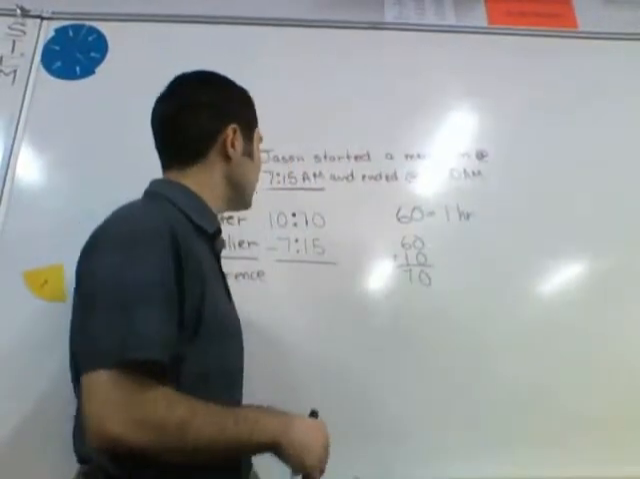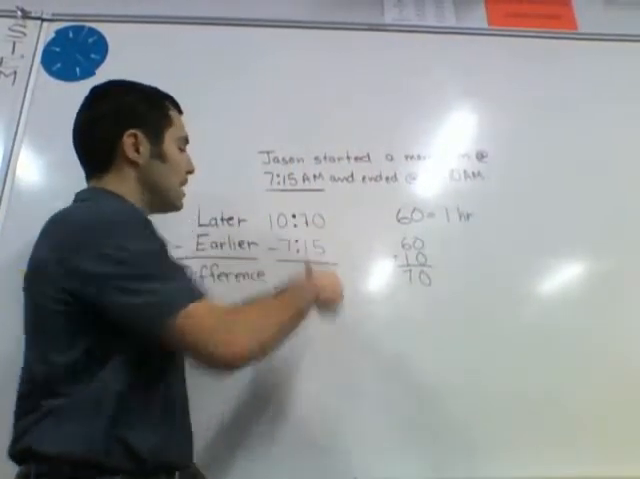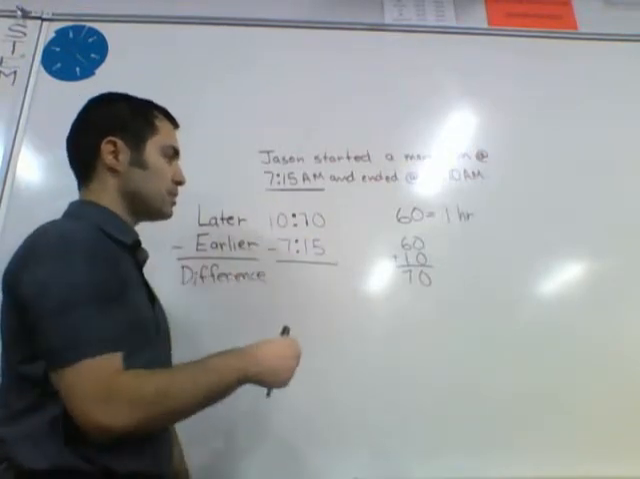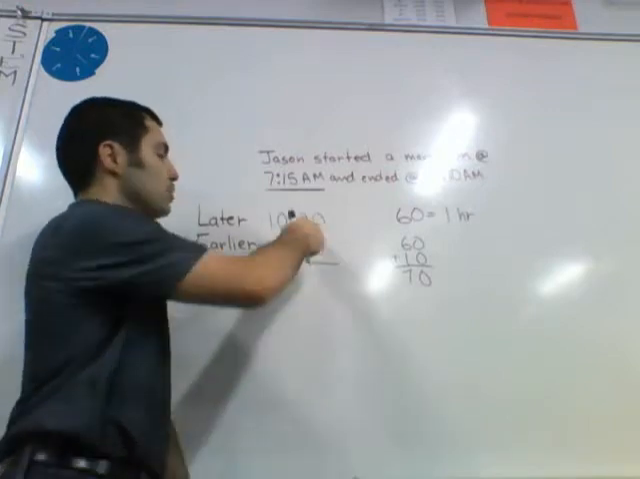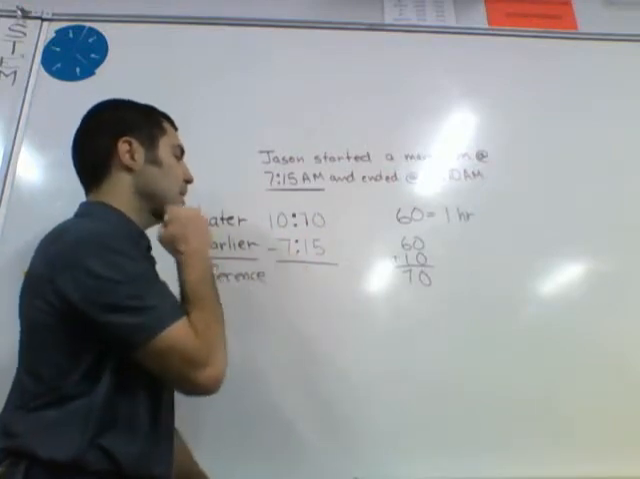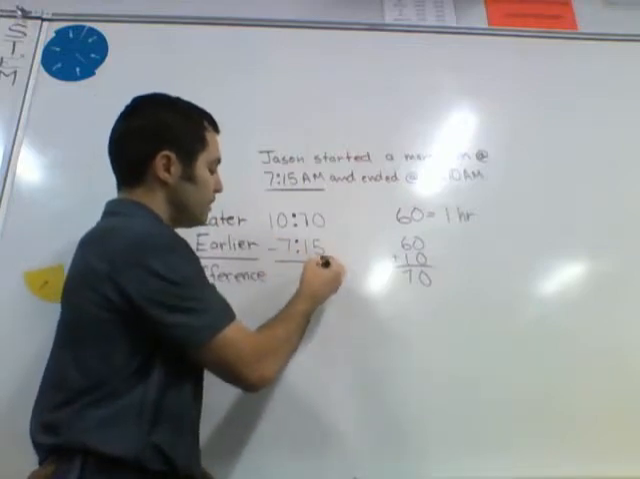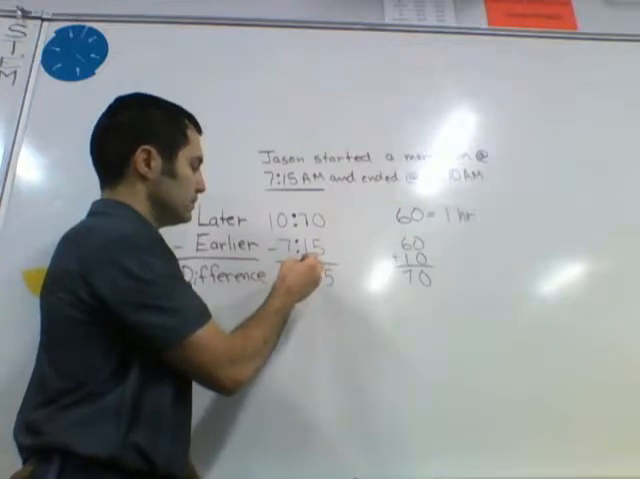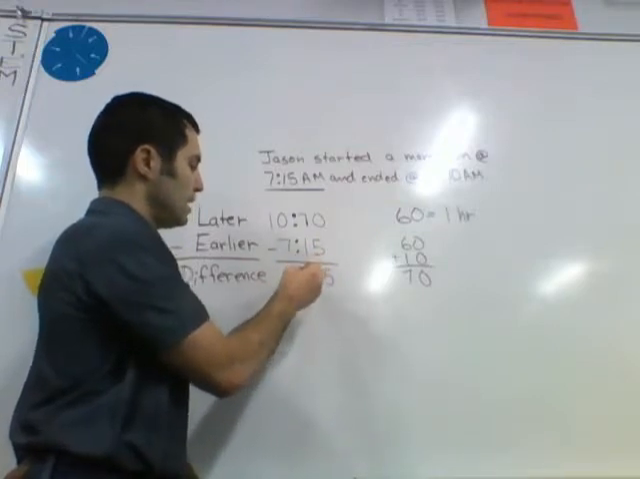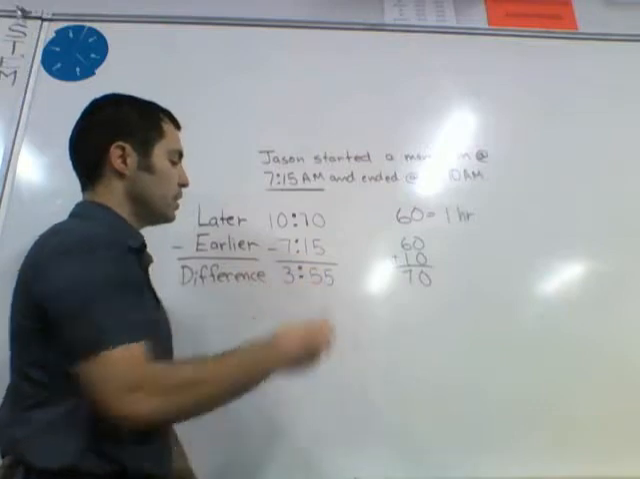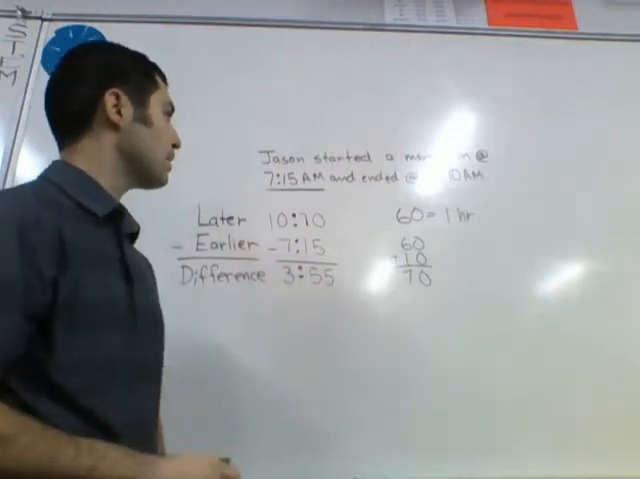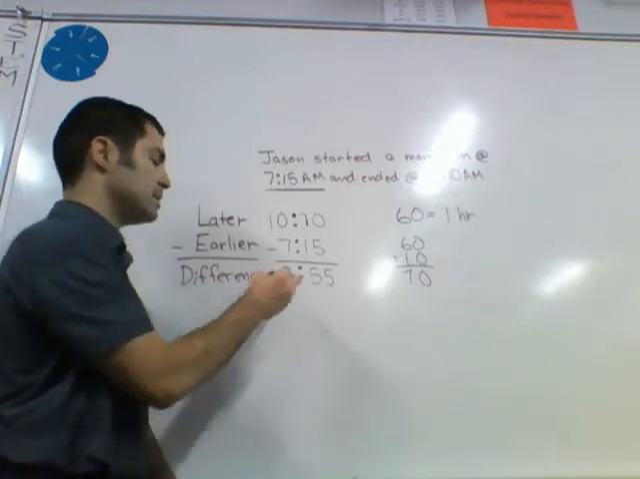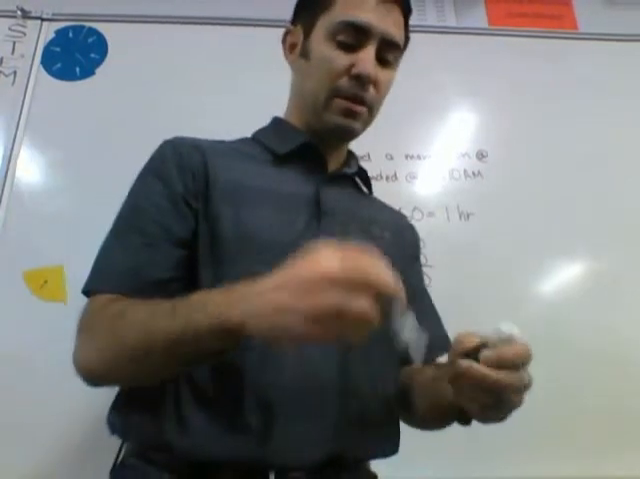Anyway, I will continue. Now that we borrowed from the hours and put them in the minutes slot, we have enough and can subtract. So we're going to take 70 minus 15, and that is 55. And then we take 10 minus 7, which is 3. So it almost took Jason 4 hours to run the marathon. It actually took him 3 hours and 55 minutes. That's the difference, which is really fast for a marathon.